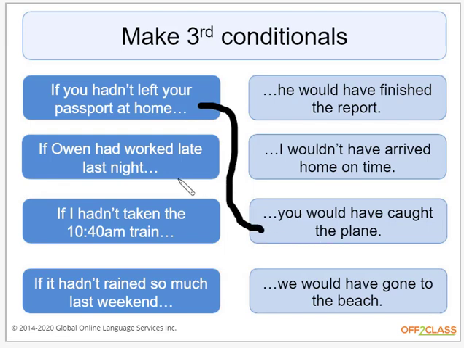If Owen had worked late last night, he would have finished the report, wouldn't have arrived home in time. We would have gone to the beach. Right, so interesting they can go for multiple, but in this case it's he would have finished the report, right? If I hadn't taken the 10:40 a.m. train, right, in this case I would have arrived. If I hadn't taken the 10:40 a.m. train, I wouldn't have arrived home on time. If it hadn't rained so much last weekend, we would have gone to the beach.